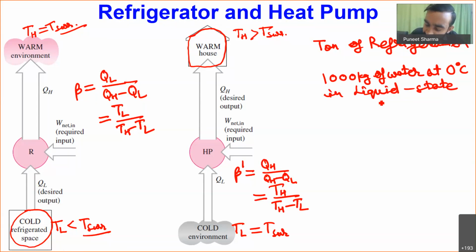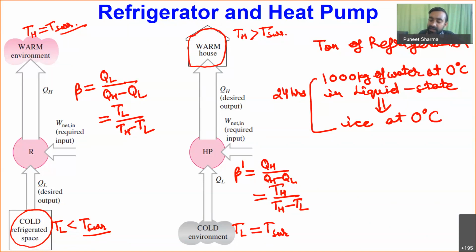Now I have to convert this 1000 kg of water, all the amount, into ice. While I am converting it into ice, that ice also I am maintaining at 0 degree Celsius only. But this entire process of conversion from liquid water to ice, if we are doing it in 24 hours duration, then whatever the rate at which we have to remove the amount of heat, that we will be defining as ton of refrigeration only.